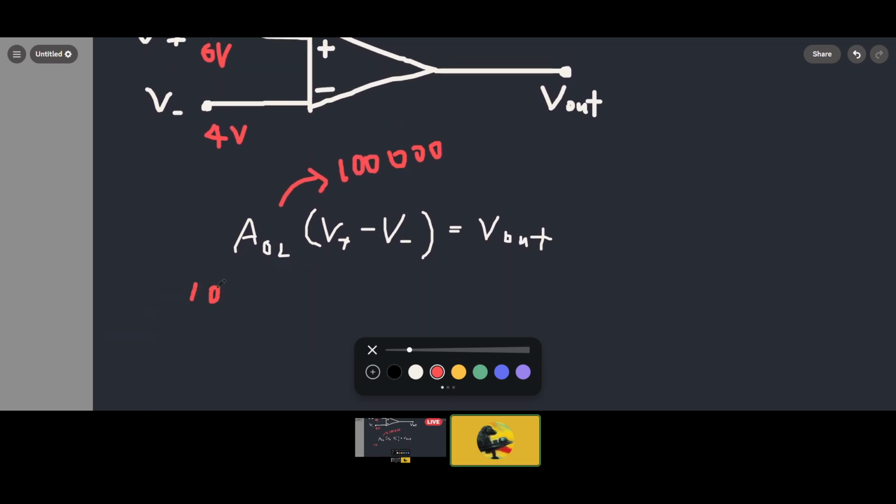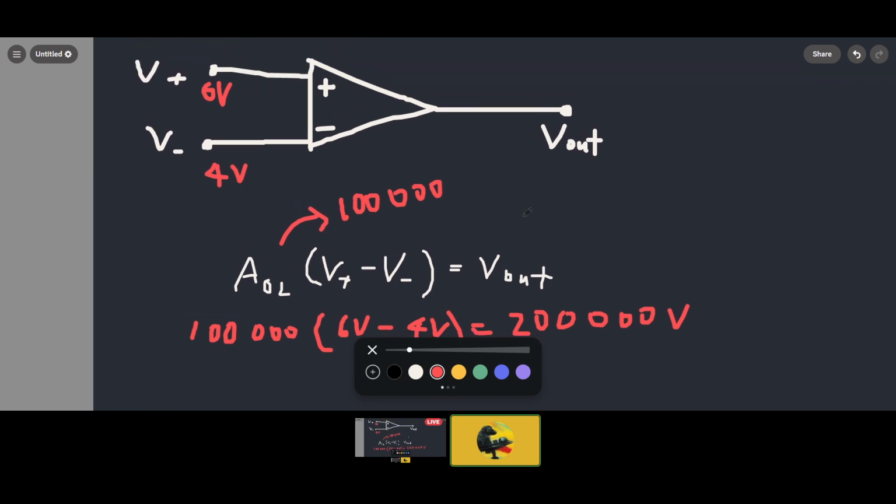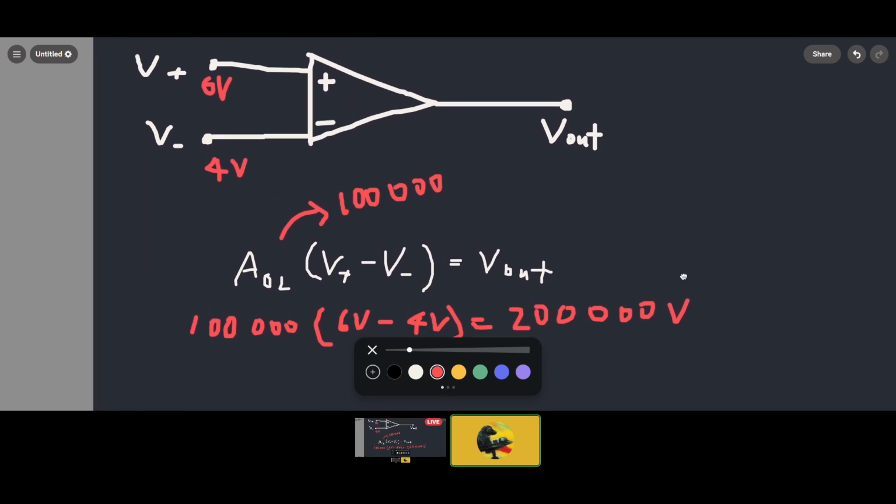So we can calculate this. It'll be like this, 4 volts. Okay, then we can just calculate this, and then we get 200,000 volts. I could have done that in my head, never mind. So in this case, the output of this op amp is 200,000 volts.